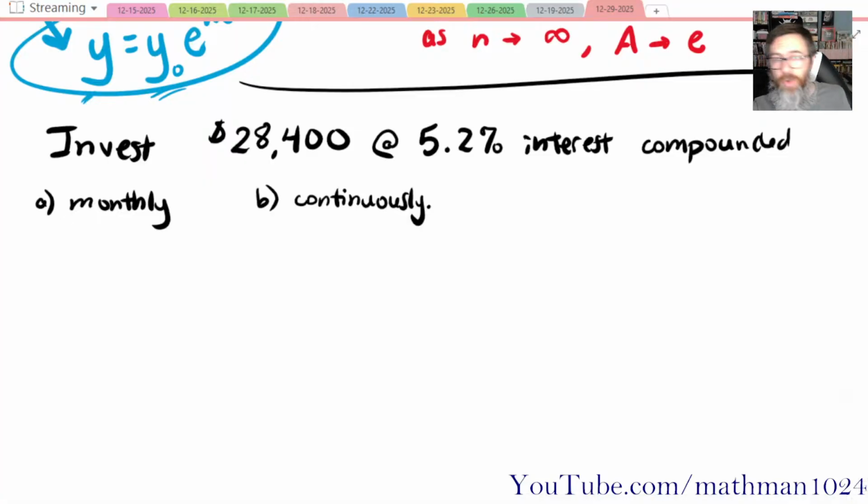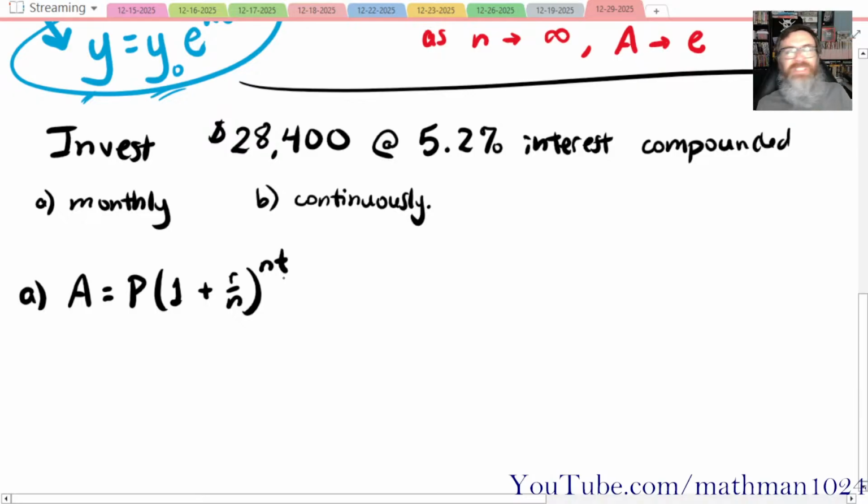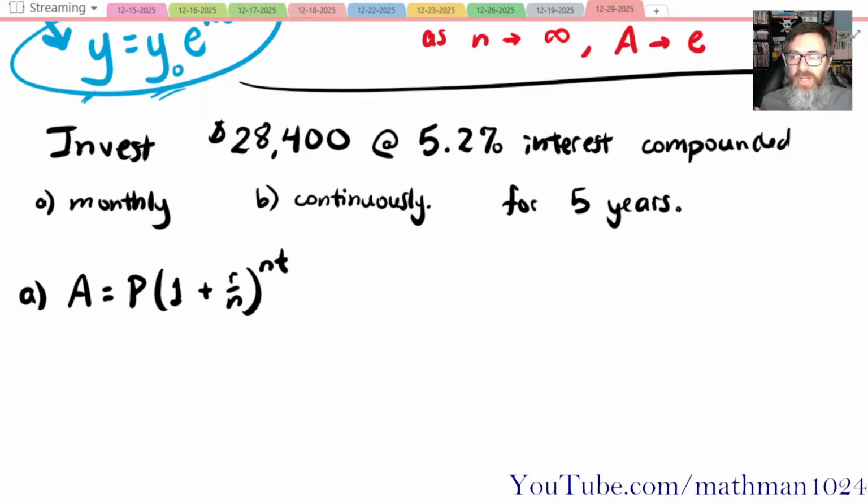You've got to get the right formula, though. So if I'm doing monthly, I'm going to start with the formula A equals P times 1 plus R over N to the NT. Oh, you know what I forgot? I forgot the length. Compounded monthly, and let's say we're going to do this for 5 years. I was missing something.